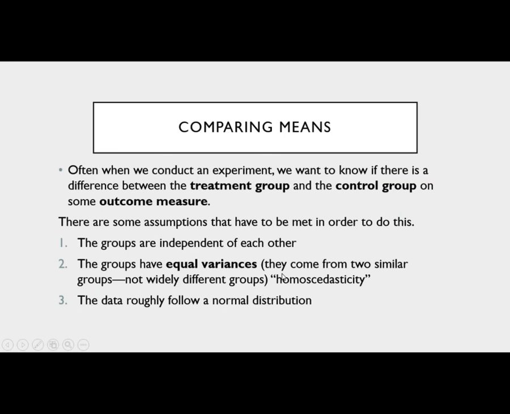All right, so when we conduct an experiment, we want to know if there's a difference between the treatment group and the control group on some outcome measure. There are some assumptions that have to be met in order to do this one. First, that the groups are independent of each other. Second, that the groups have equal variances. This is called homoskedasticity, that they come from two similar groups, not widely different groups.